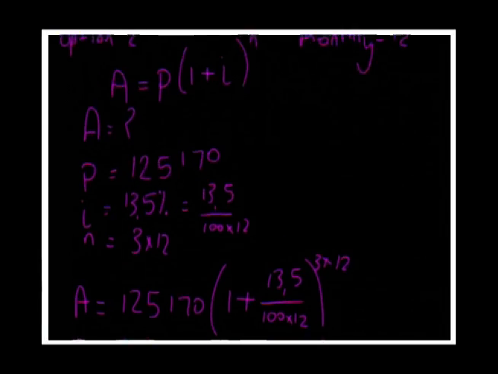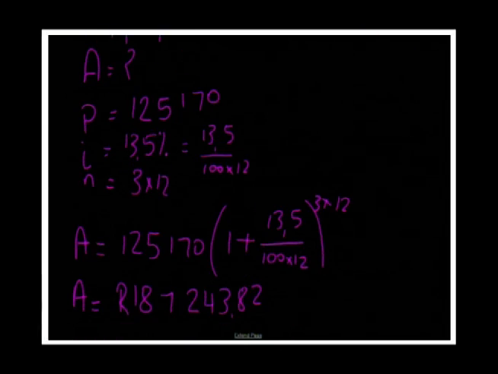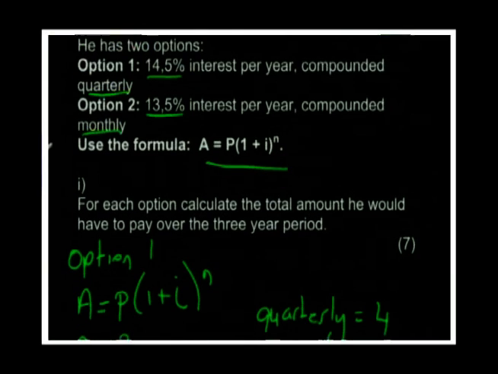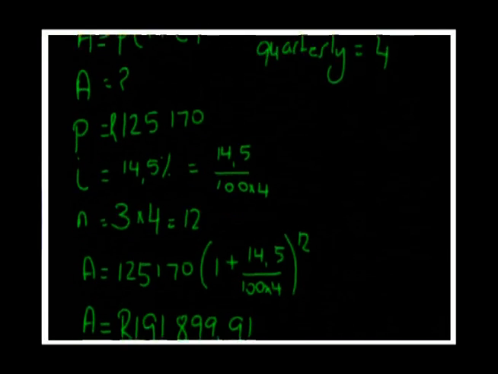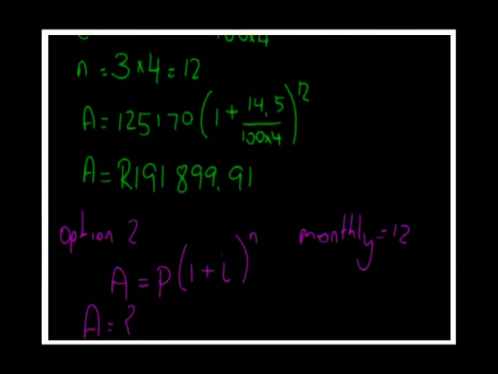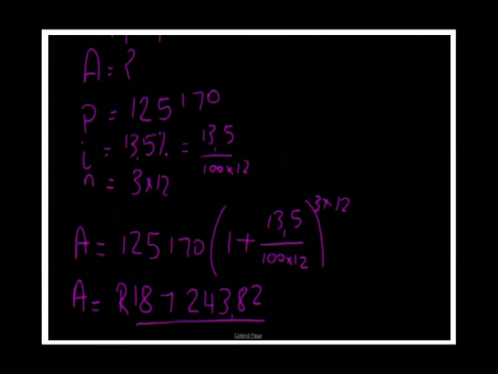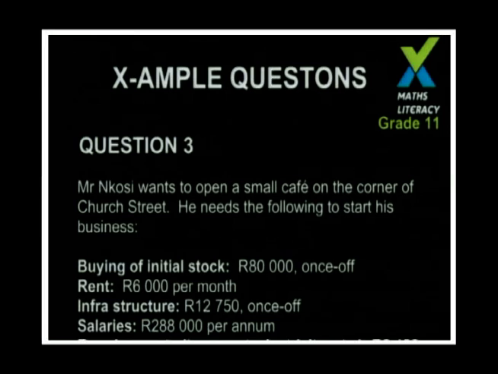Right, let's check to see that we have answered the question. The question says, for each option, calculate the total amount he would have to pay over the 3-year period. We have, in fact, answered the question because we know that's what he needs to pay for the first option and that's what he needs to pay for the second option. So now let's see what it tells us.